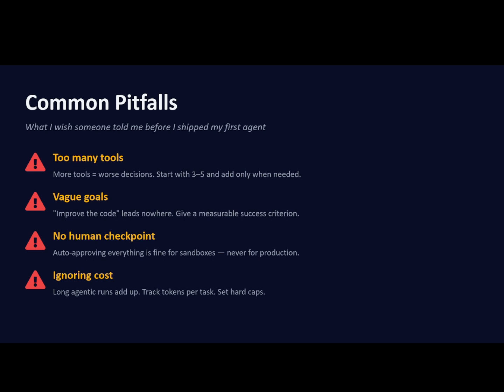Pitfall 2. Vague goals. "Improve the code" is meaningless. The agent will do something, but you won't be happy with it. Give it a measurable success criterion. All tests pass, P95 latency under 200 ms, whatever.